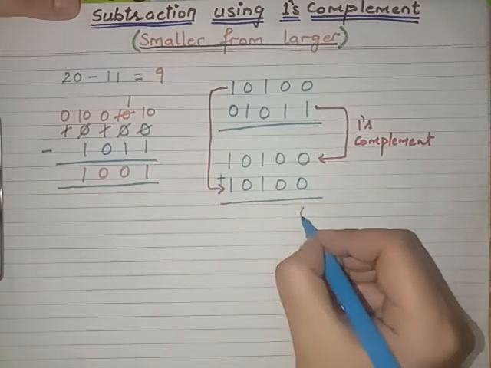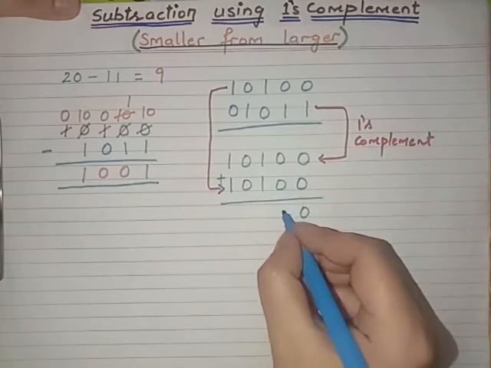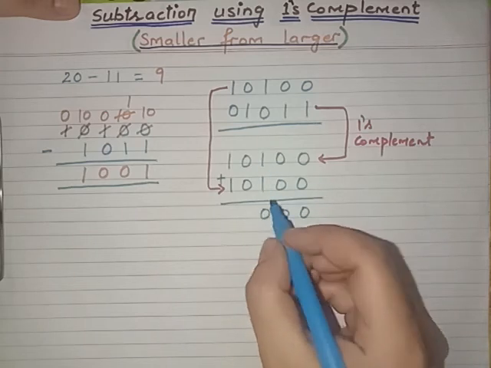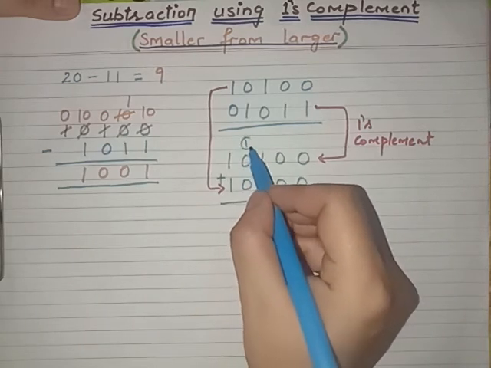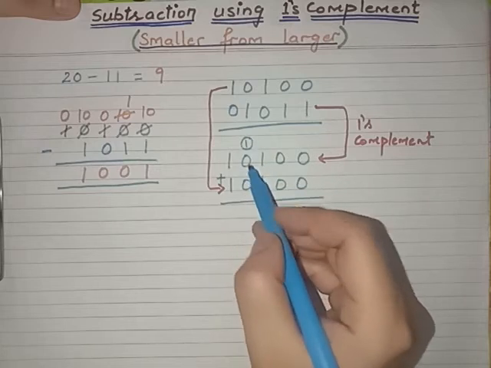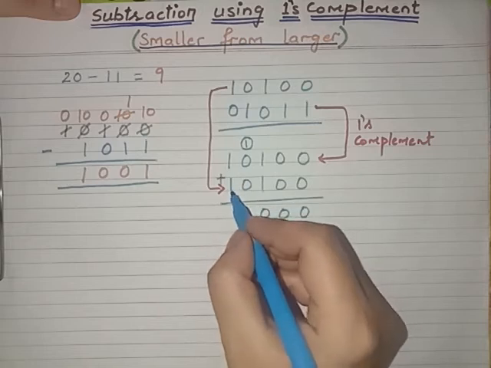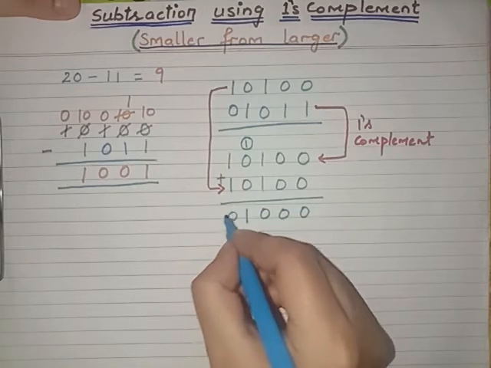Now we have to add both of these numbers. 0 plus 0 is 0, 0 plus 0 is 0, 1 plus 1 is 10, so 0 will be here and 1 is the carry. 1 plus 0 will be equal to 1, and 1 plus 1 is equal to 10.